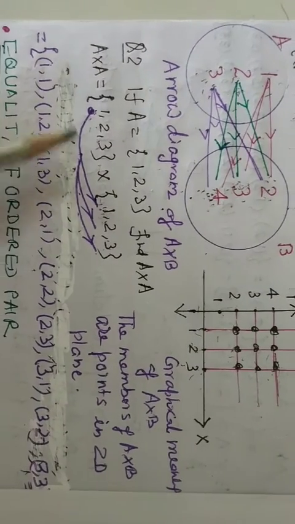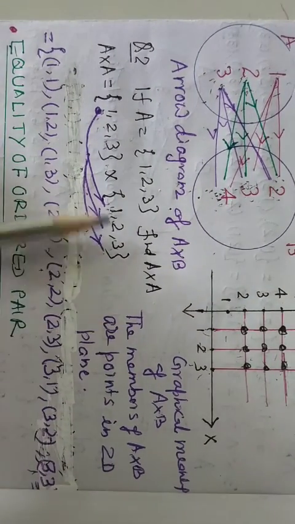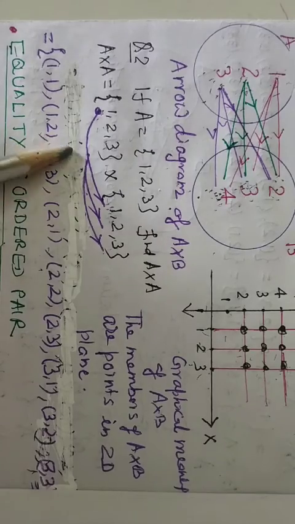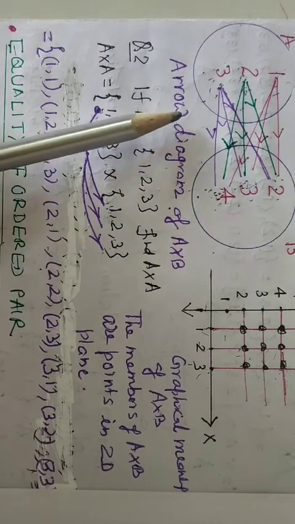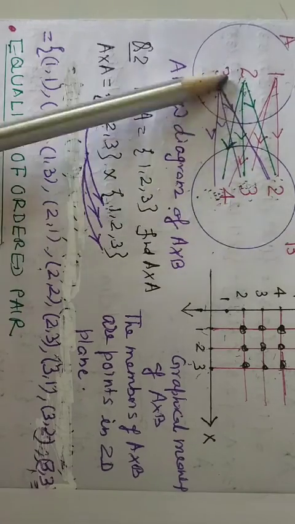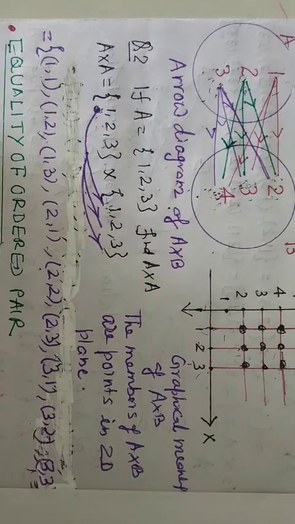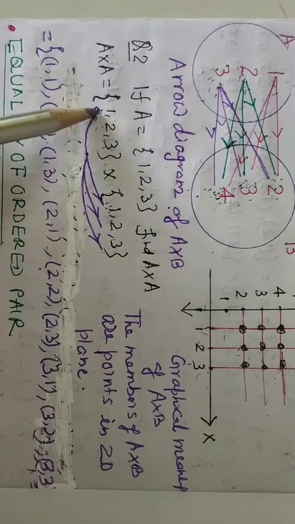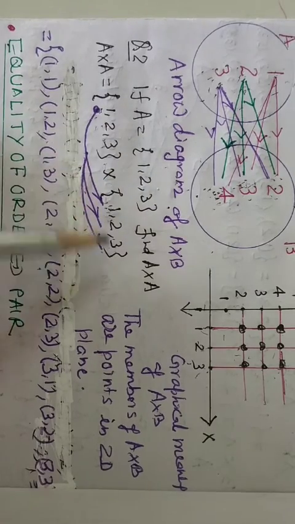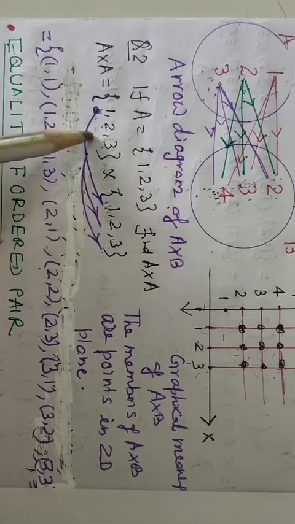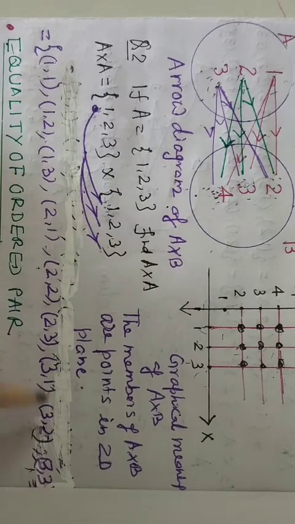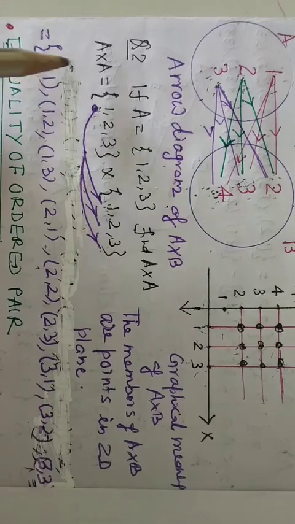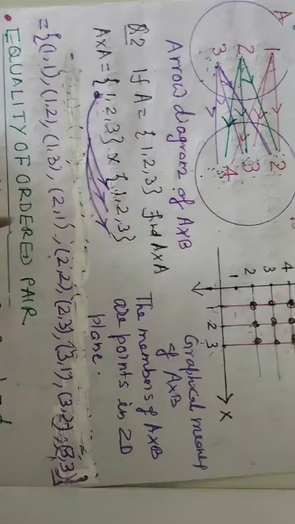Now if A is equal to {1, 2, 3}, find A cross A. {1, 2, 3} cross {1, 2, 3}. Like the previous question, you can do the set form, or directly you can write: 1 goes to 1, 2, 3: (1, 1), (1, 2), (1, 3). Again (2, 1), (2, 2), (2, 3). Again (3, 1), (3, 2), (3, 3). So the collection of 9 such ordered pairs is called A cross A.